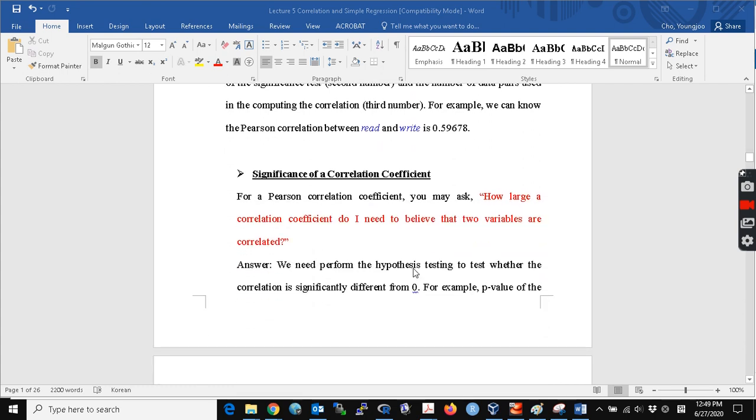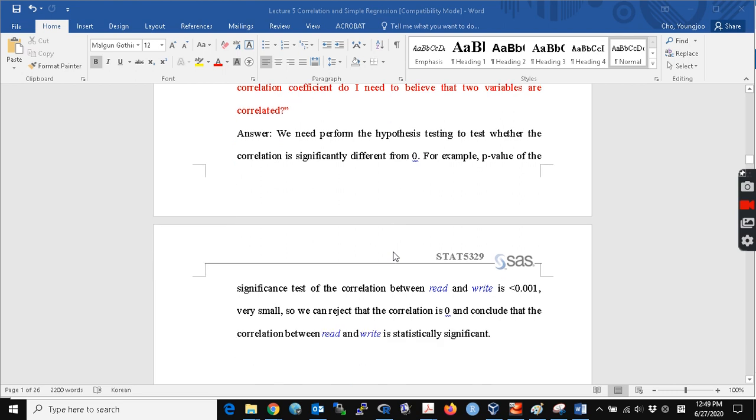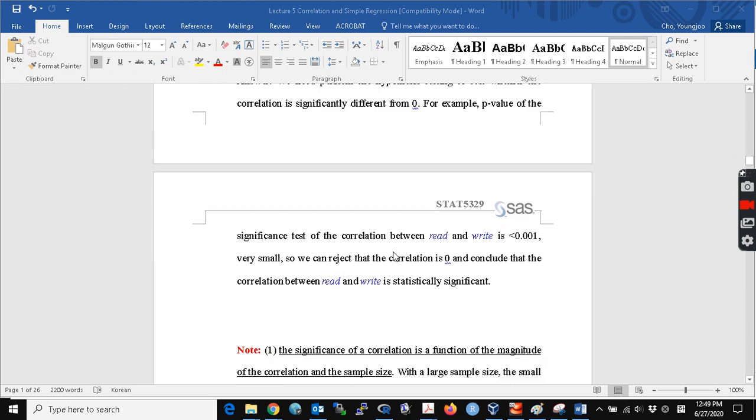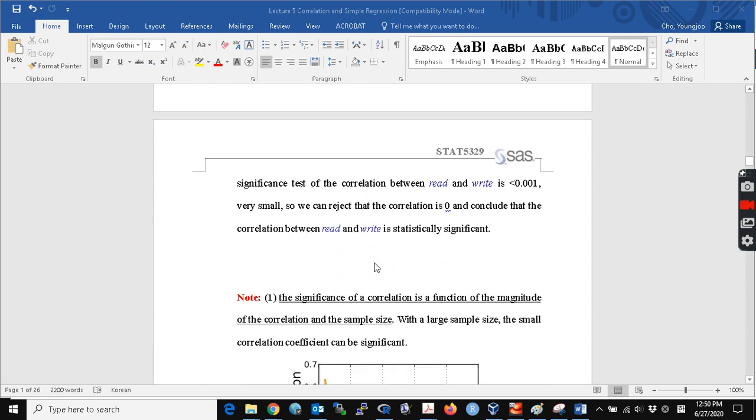So we want to ask the question, how large a correlation coefficient do I need to believe that two variables are correlated? So how significant is my population correlation coefficient? You can do this hypothesis testing. In the read and write case, your p-value is less than 0.05, so it is significant: the population correlation coefficient is significantly different from 0 throughout the hypothesis testing, where the null hypothesis is rho equal to 0.